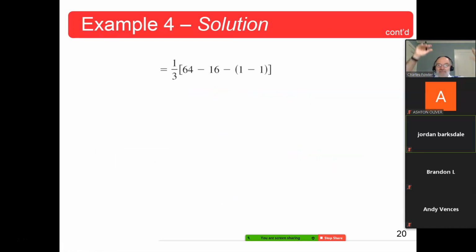Now they put their 1 minus 1 in parentheses. That kind of does help for making sign mistakes. So watch out for those signs. Whatever it takes for you to eliminate those sign errors, do it.